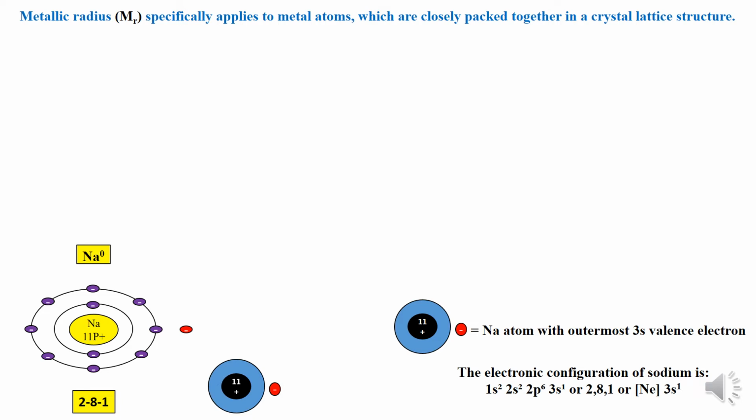It's also represented by the numerical notation 2, 8, 1, or by a condensed electronic configuration using the previous noble gas, that is neon, mentioned within the parenthesis, followed by the only electron in the 3s orbital, that is 3s1.